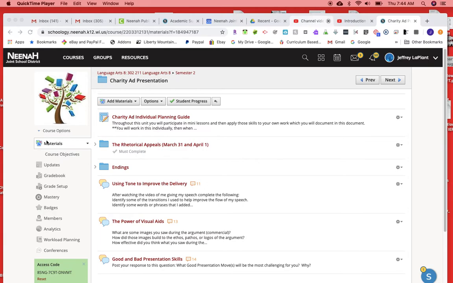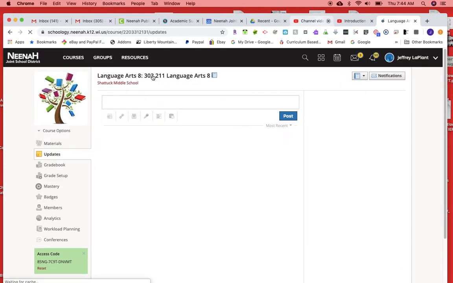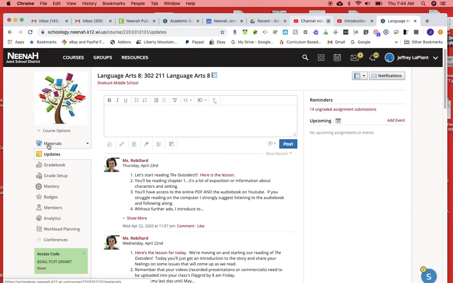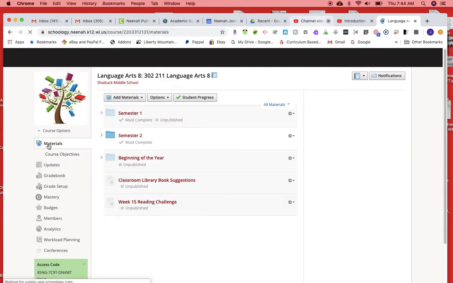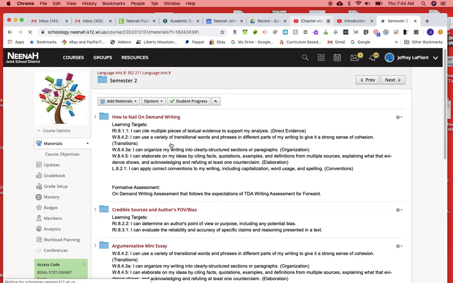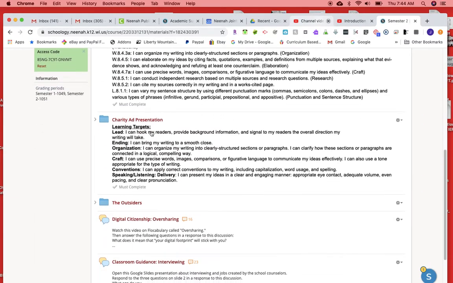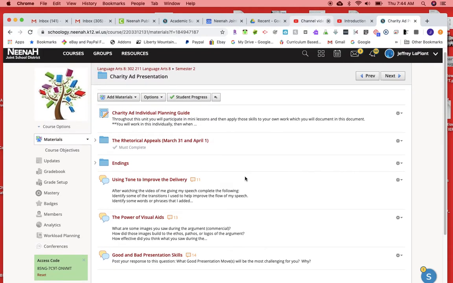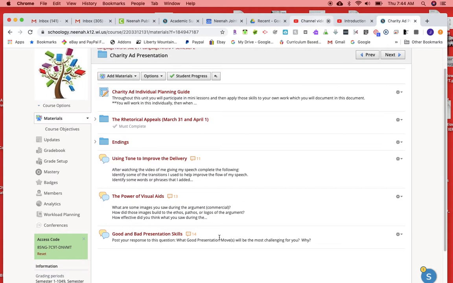So I'm under materials, and I'm under the charity ad presentation folder. So it's under semester. Here, I even back up how to get there. So you're going to go to materials for Miss Robillard, Semester 2, and then you are going to go all the way down to this charity ad presentation. All right, so you are just going to work your way through. This unit isn't very long.